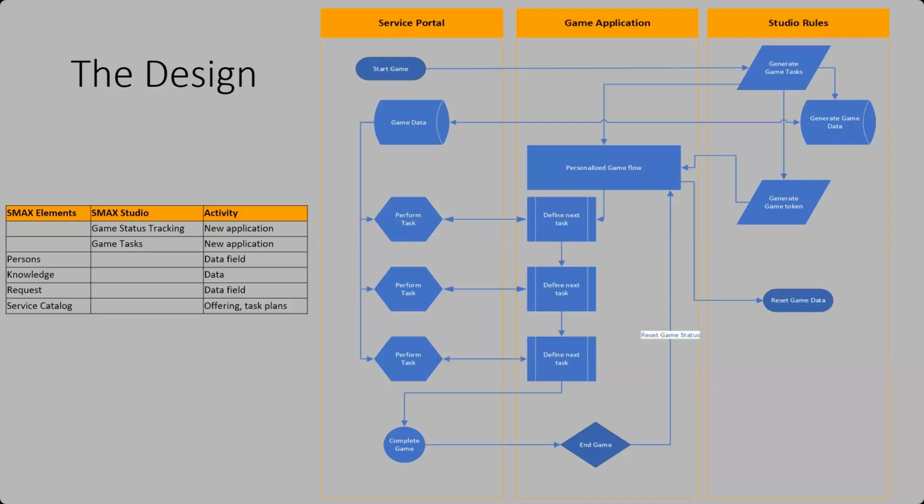Now, on the right-hand side, you'll see we defined that we needed the service portal because we wanted to present the service portal to the end user so that they can engage with it and that they can see the capabilities that are available to them from the service portal. Then we needed the game itself that drives the flow. How do we track the flow, as well as how to come to the end? And then there need to be some rules and logic. How do we move through the game? So this is the high-level flow that we came up with, and this is what we based the game on.